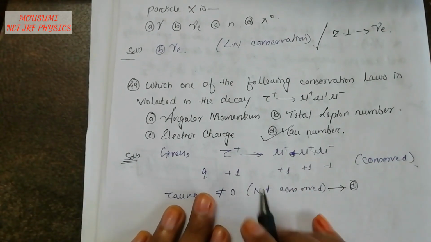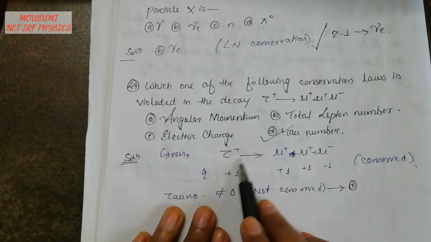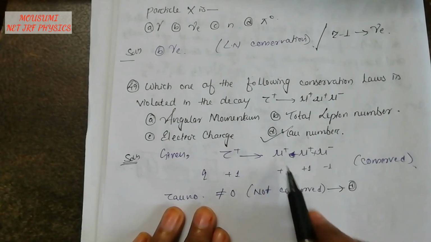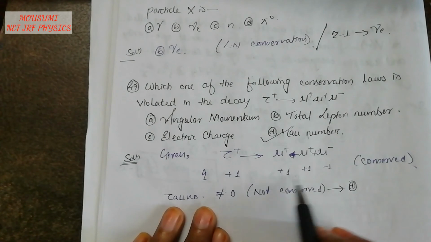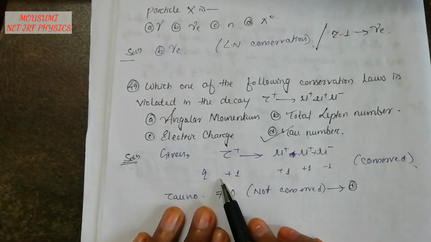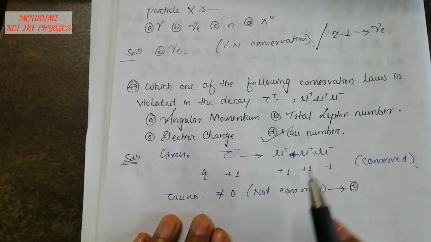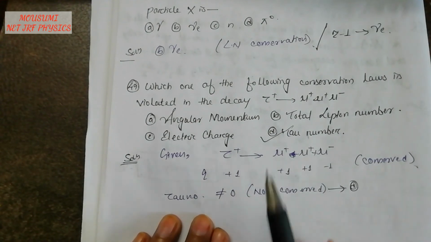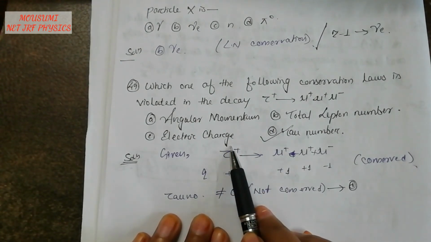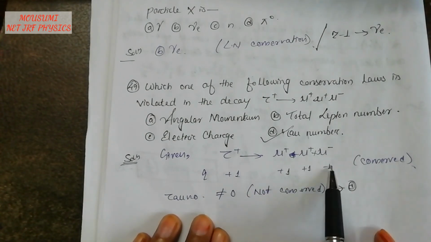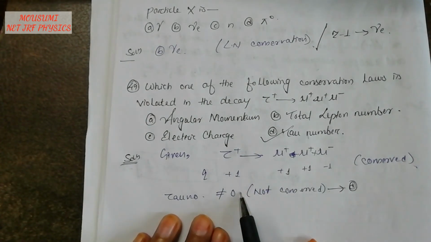First of all we will see the charge. Here it is plus 1 for this. For this we have plus 1, then minus 1. So we can see the charge is conserved on both the left hand side and the right hand side. Now we will see tau. If you see the tau, you will see only here you have the tau number, but in the right hand side there is no tau number. So what you can say, the tau number is not conserved.